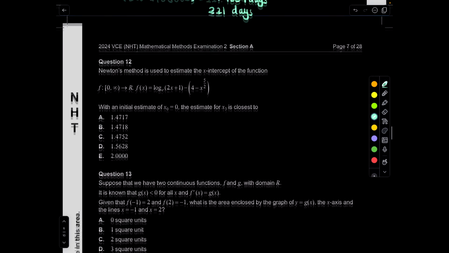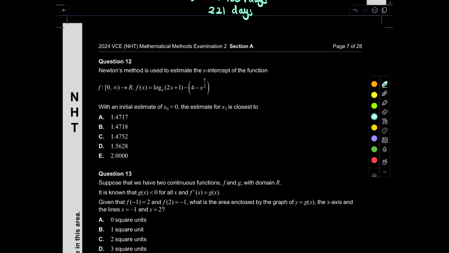Not too bad. Question 12. Newton's method is used to estimate the x-intercept of a function. f of x is basically this function with an initial estimate of x0 equals 0. The estimate for x equals 3 is closest to what? What a beautiful, easy question. These questions have been coming up in exams every time because it's new in the study design, and it's so easy to do. This is what you want to do.